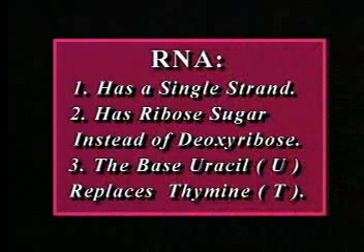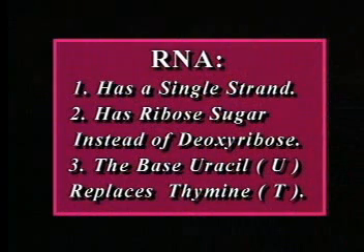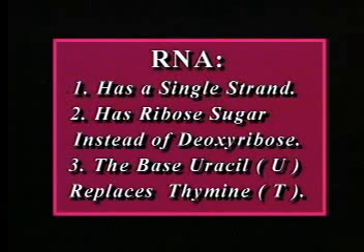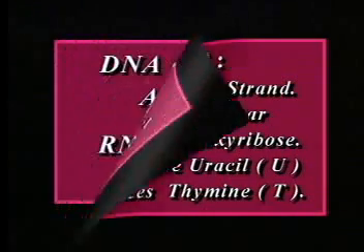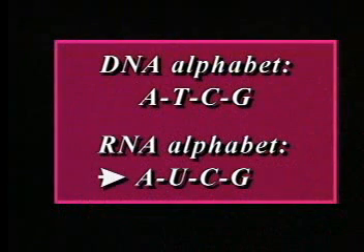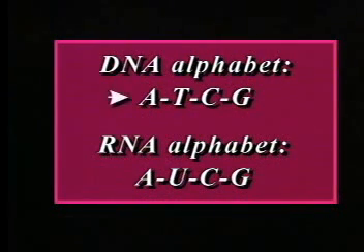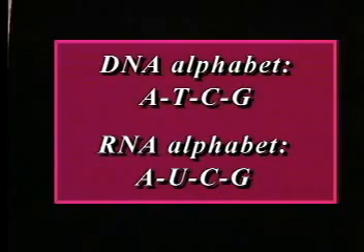RNA, or ribonucleic acid, is very similar to DNA, but RNA has only a single strand. It contains the sugar ribose instead of deoxyribose, and a base called uracil replaces the thymine found in DNA. So the RNA alphabet is A, U, C, G, not the ATCG used by DNA.